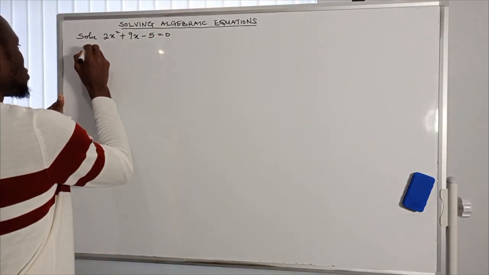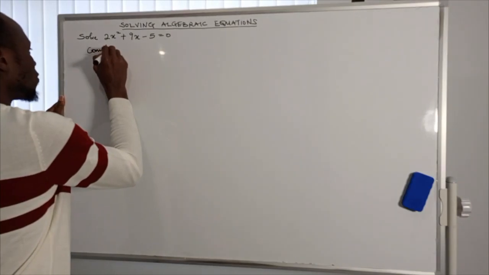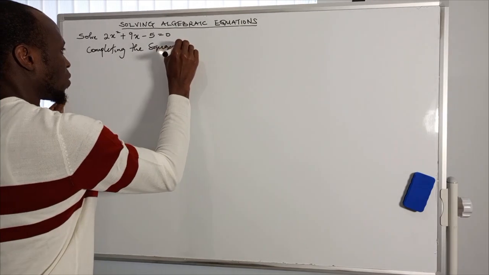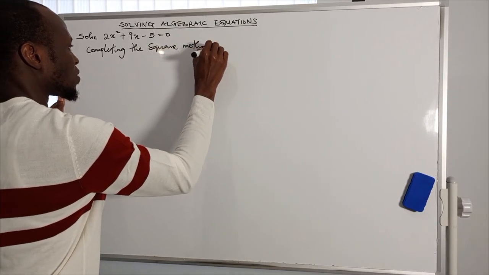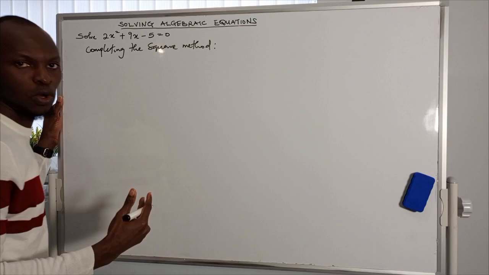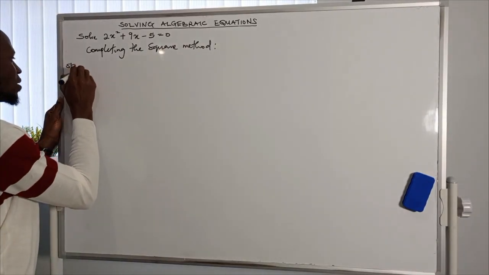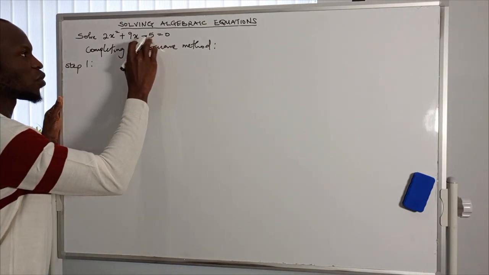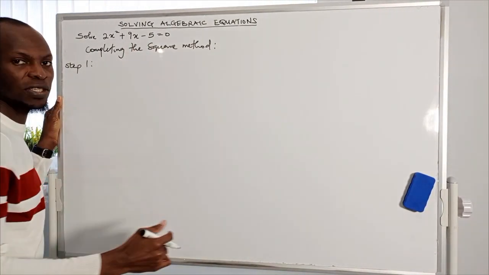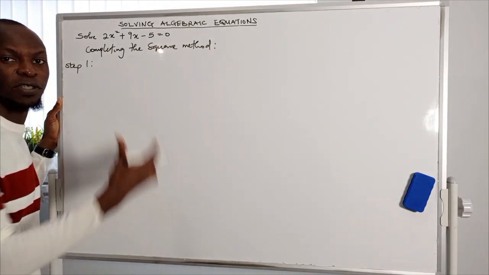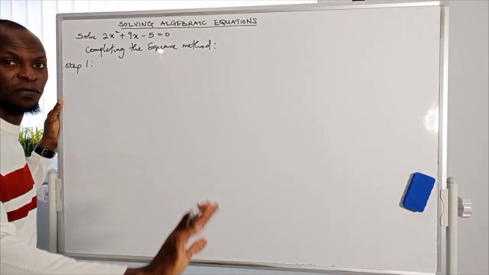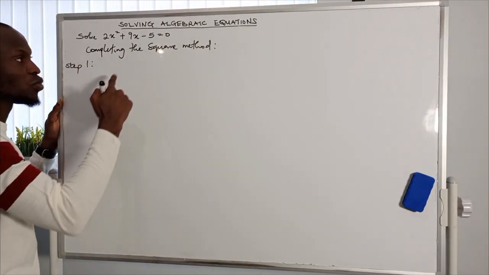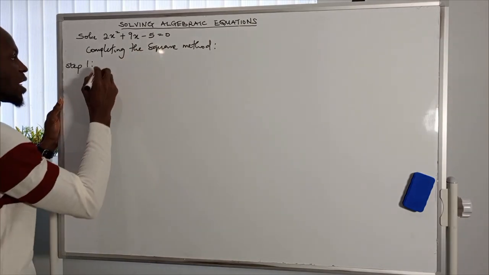Okay? Now we want to use the completing the square method. How do you use the completing the square method? There are steps to follow. Step one, the first thing you need to do is to transfer your constant to your right hand side. Some algebraic equations have their constant already at their right hand side. If they have, then you leave it like that. But in this question, we have our constant with the equation. So we transfer it first to the right hand side.